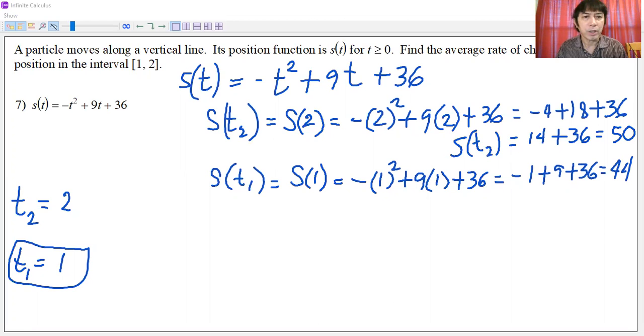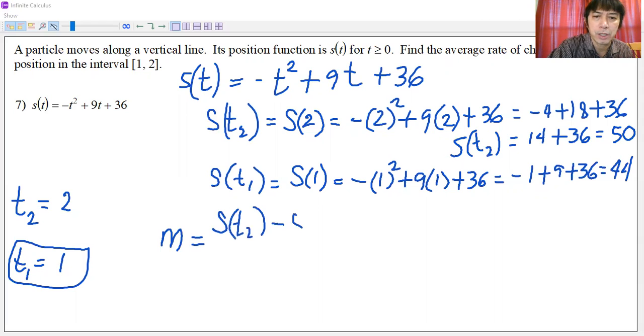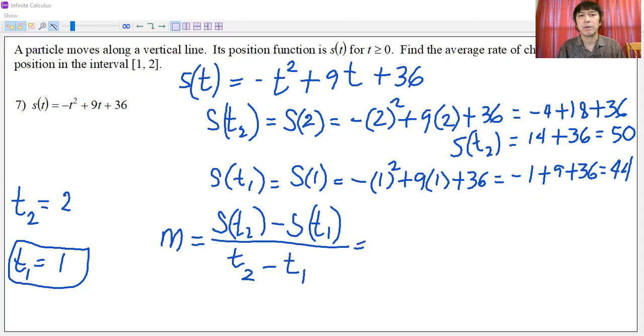All right, so we can now use the formula for slope. That's the average rate of change for the position. So this will be our formula here: S of T2 minus S of T1 divided by T2 minus T1. And so S of T2, that's the first value, 50, minus S of T1, that's the second value, 44.